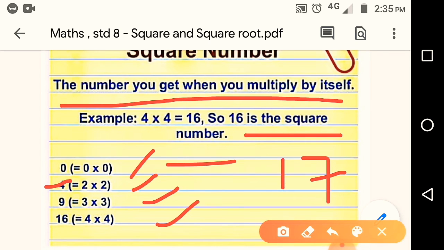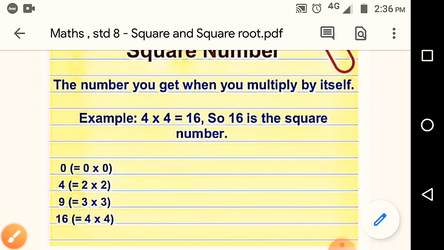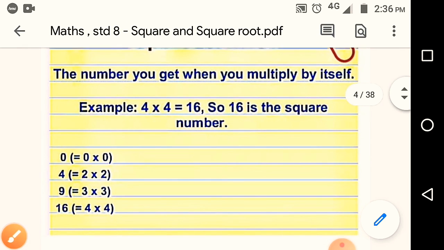Is 17 a square number? No, 17 is not a square number because there is no number which we multiply 2 times and get the answer 17. So 17 is not a square number. Square numbers mean the answers we get by multiplying the same number 2 times. Only those answers are square numbers. So these are all examples of square numbers.